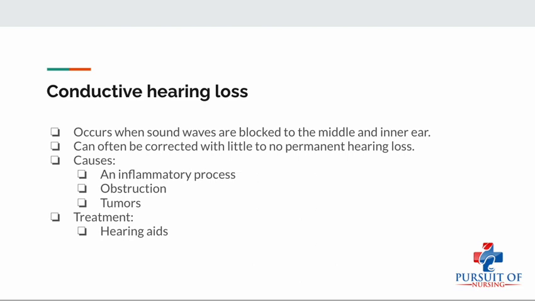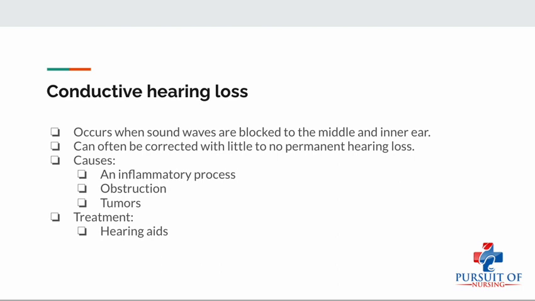For the NCLEX, it is very important to know the difference between conductive hearing loss and sensorineural hearing loss. Conductive hearing loss occurs when the sound waves are blocked to the middle and inner ear. It can often be corrected and has little to no permanent hearing loss associated with it. Causes can be a physical obstruction, a tumor, or an inflammatory process. Treatment often includes hearing aids.